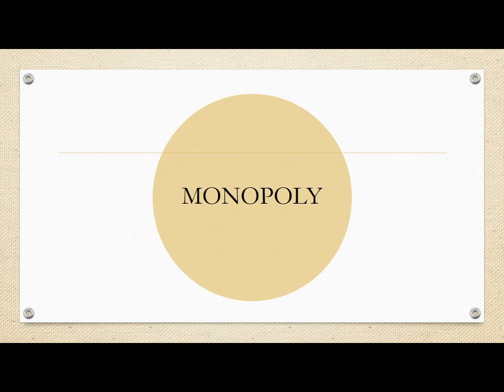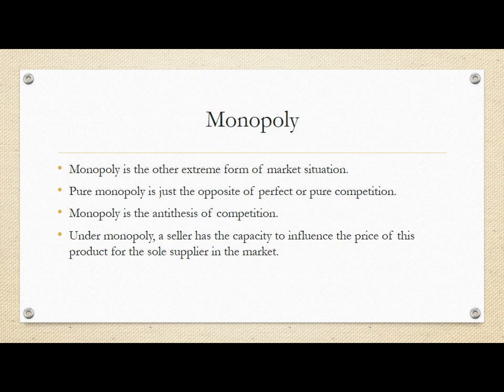Now, as we are discussing competition, there will be n number of players existing in a particular market. But what if the market is a monopoly market? So this is our next economic concept, that is monopoly. Monopoly is the other extreme form of the market situation. Pure monopoly is just the opposite of perfect or pure competition. Monopoly is the antithesis of competition.